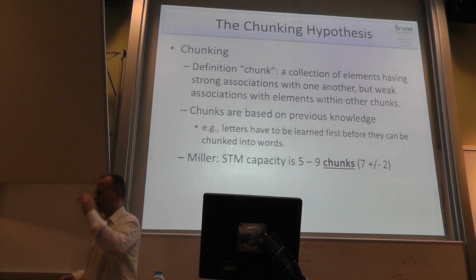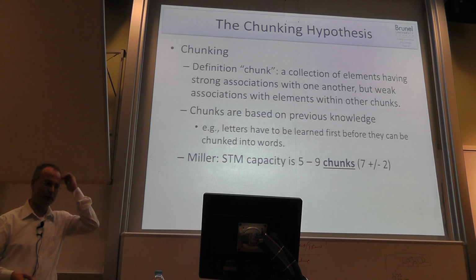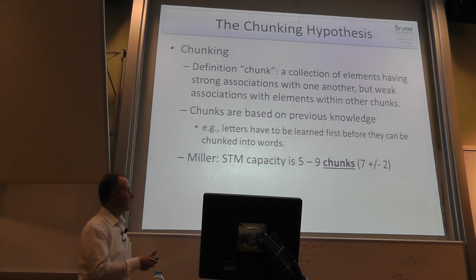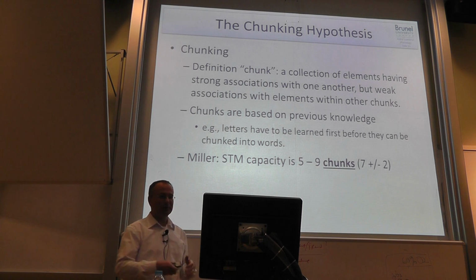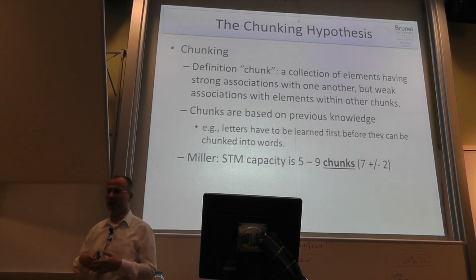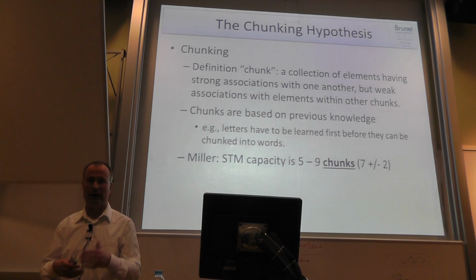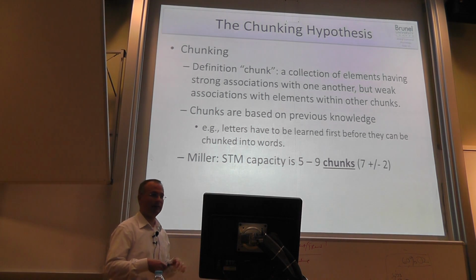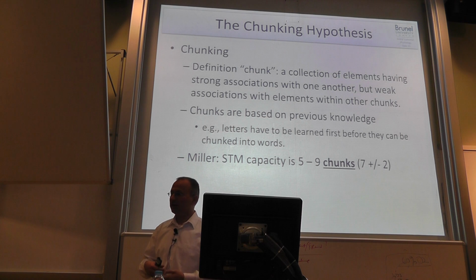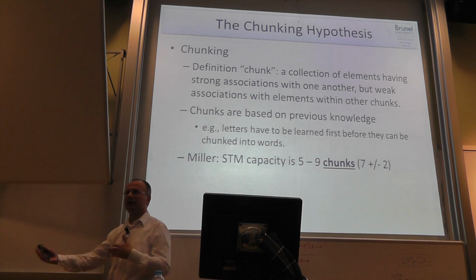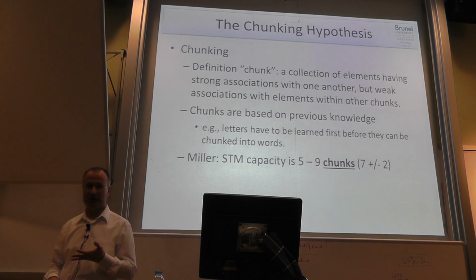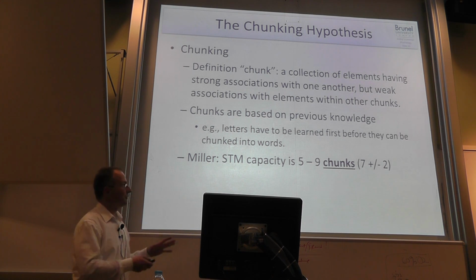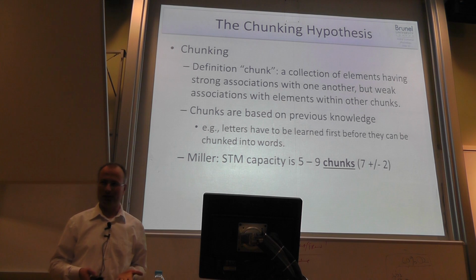And Miller proposed, based on his research, that the capacity of our short-term memory is 5 to 9 chunks. That means, as an average, as a rule of thumb, 7 plus minus 2. And this is really no strict limit. So there will be people who have higher and people who have lower limits. And there's a lot of follow-up research on that, which really deals with this idea of chunks.